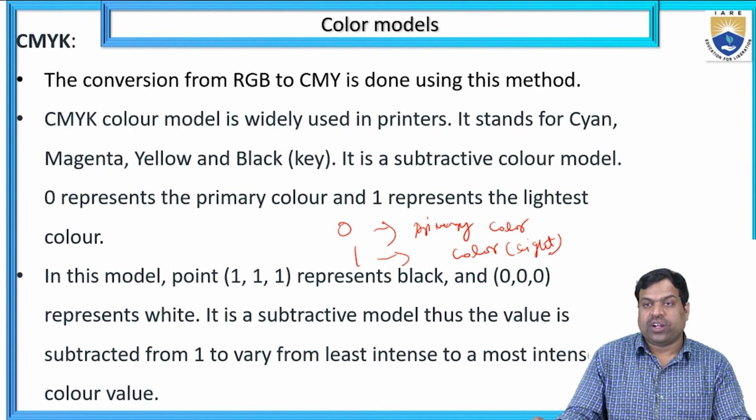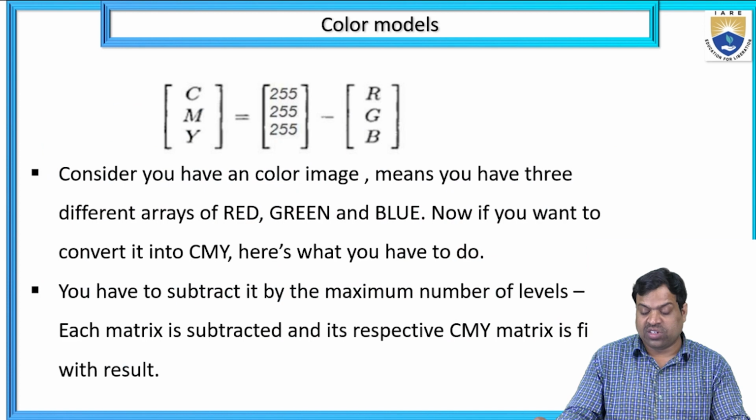So 0 equals primary color, 1 equals light color. The conversion of RGB to CMY, that is primary to secondary, is done using this method. CMY color models are widely used in printers. So mostly they are used in printers, that is the major application. CMYK stands for cyan, magenta, yellow and black. It is a subtractive color model. Here 0 represents the primary color and 1 represents the light color. And in this model, the point 1 1 1 represents black and 0 0 0 represents white.